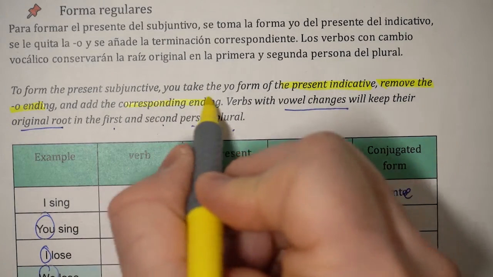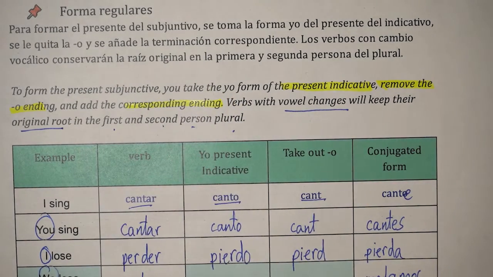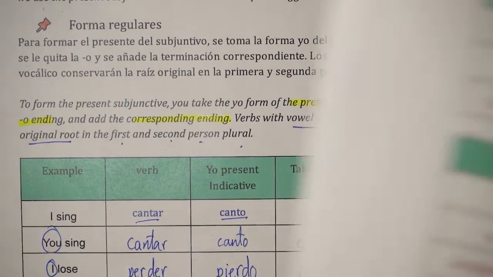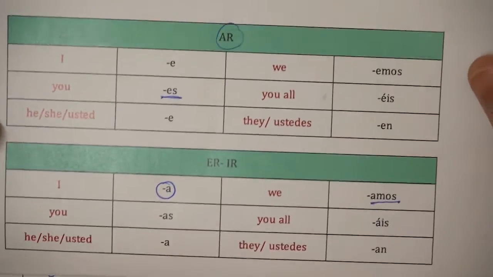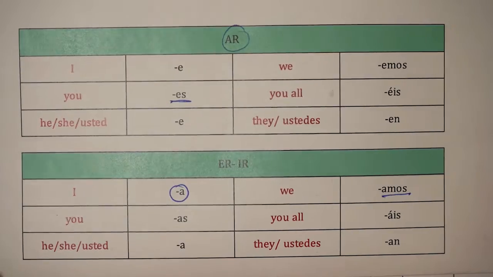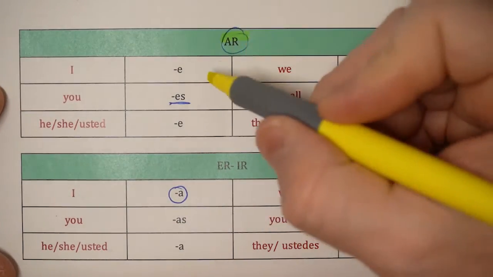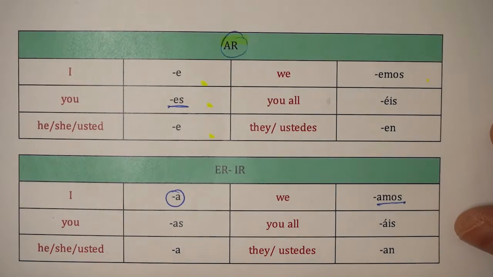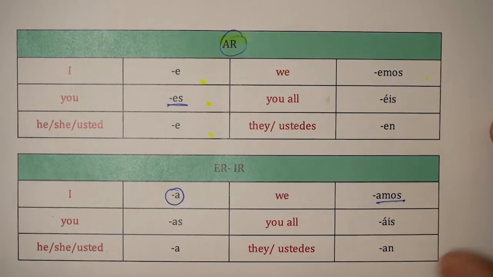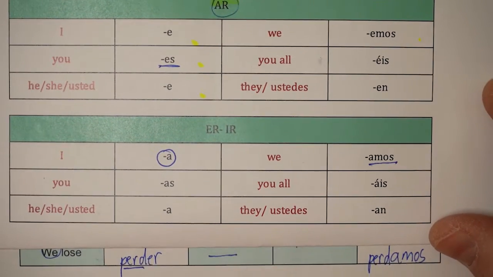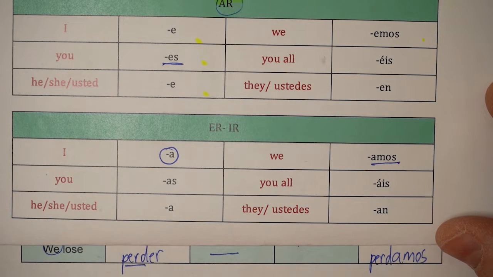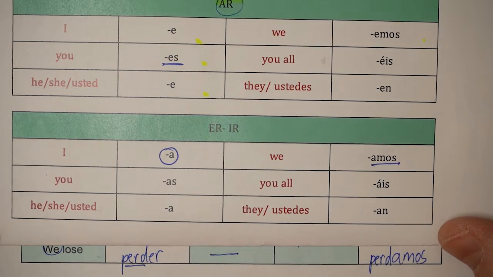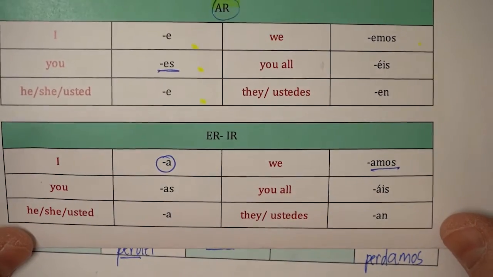Now, the endings for the present subjunctive, we can stop the video and write them down in our notebooks, are here. So for AR ending verbos: e, es, e, emos, éis, en, and for ER or IR ending verbos: a, as, a, amos, áis, an. You have this information in the next page in your worksheet. I will stop the video and I will write it down in the notebook because we are going to use those new endings moving forward.